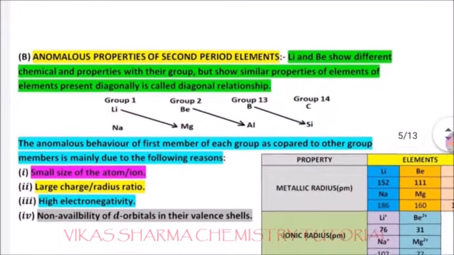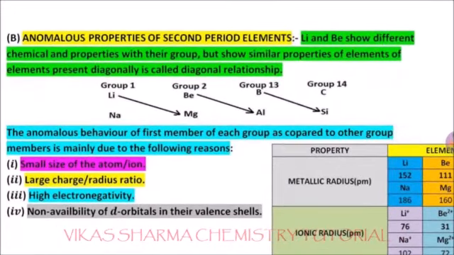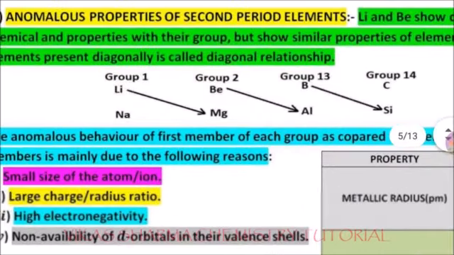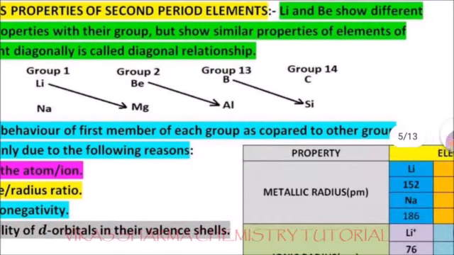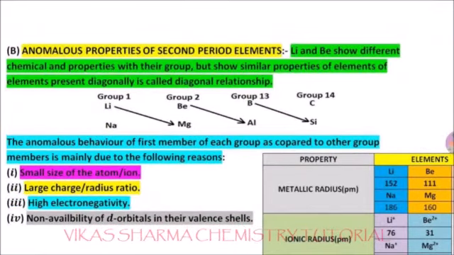So students, another topic is the anomalous properties of second period elements, or diagonal relationship. Lithium and beryllium show different chemical and physical properties from their group but show similar properties to elements present diagonally, which is called diagonal relationship. Members of a group have similar chemical and physical properties, but in another type of relationship, the similarity is shown by members of different groups. For example, lithium shows similarity with magnesium, beryllium with aluminium and boron with silicon. So these relationships are known as diagonal relationships.